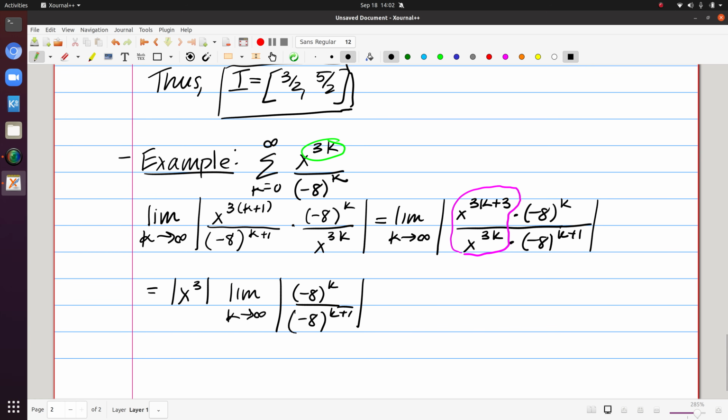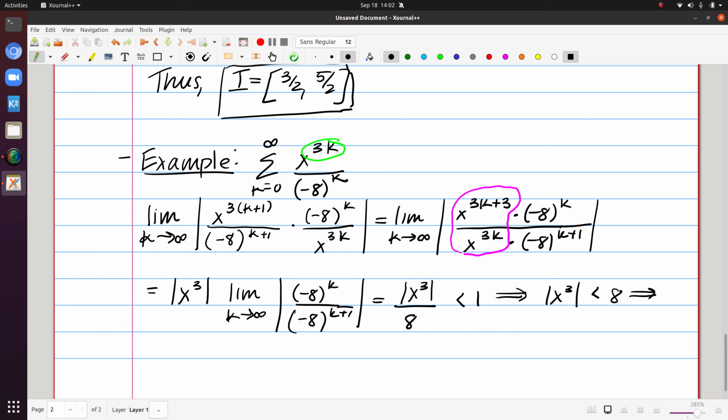Here's where the absolute value is important. I don't care about the negative. What I do care about is that there's an extra factor of 8 in the denominator. So because of the absolute value, again, I just put a positive 8 down there. And we want to know now when this is strictly less than 1 in order to guarantee convergence by the ratio test. This is the same thing as asking when is the absolute value of x cubed strictly less than 8.